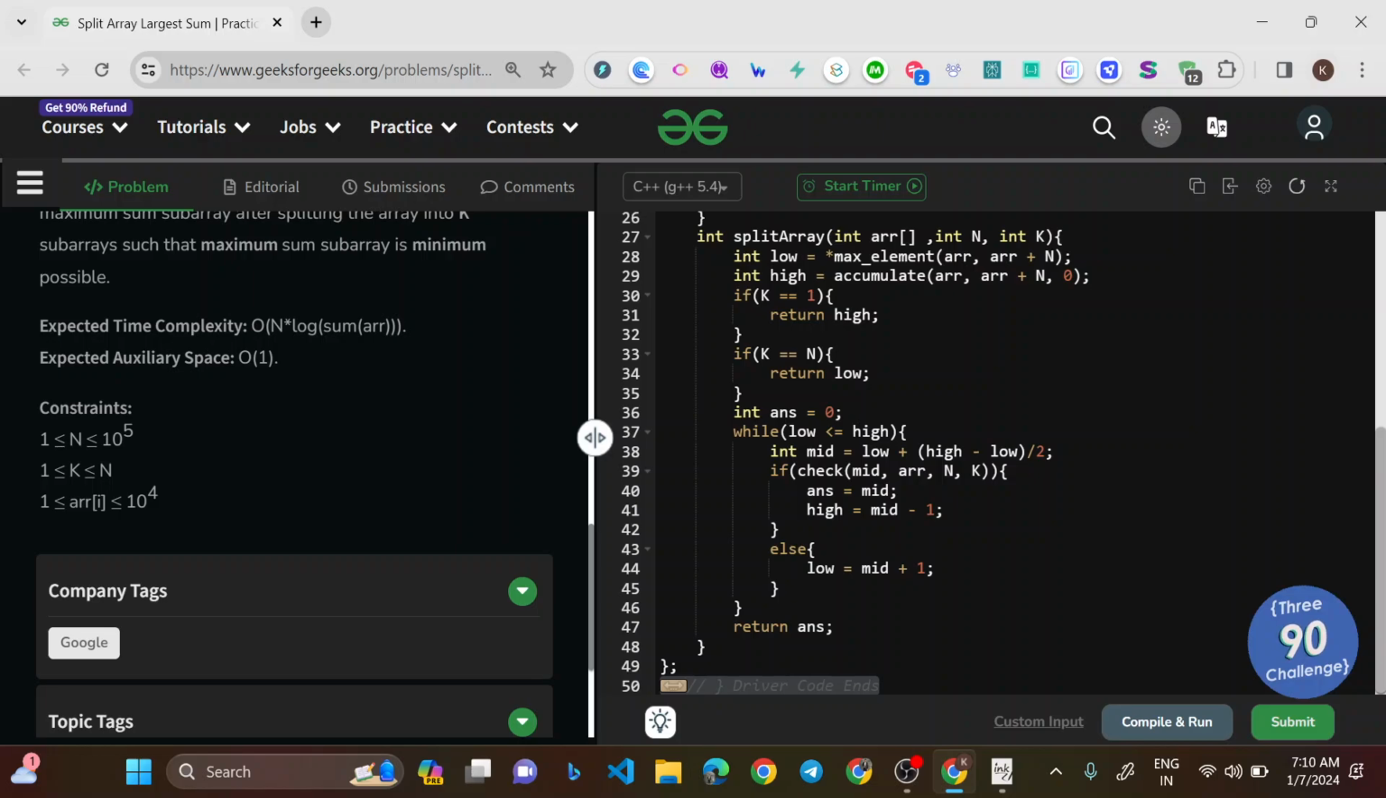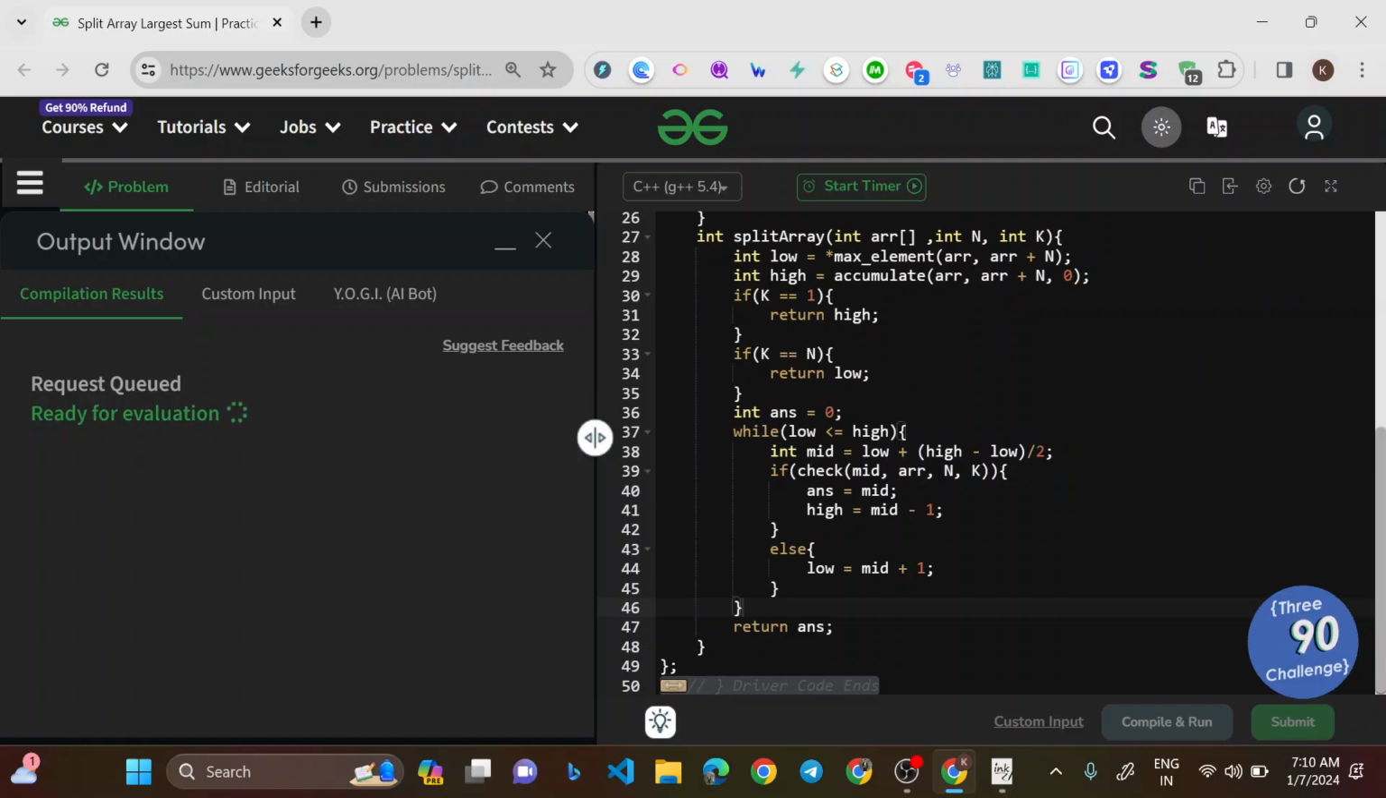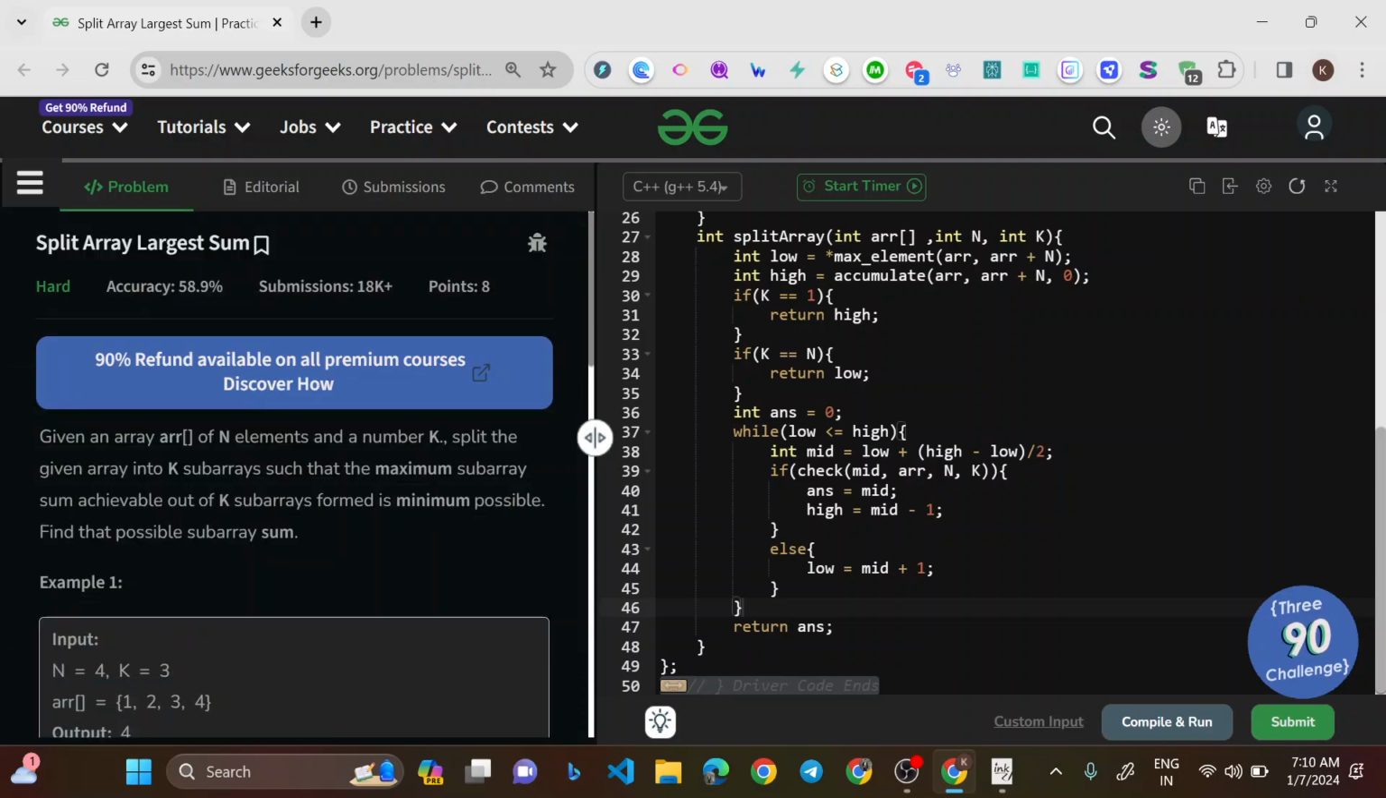That's it. So if this comes out to be true, your answer is made, and you'll try to reduce the target further, till it's not possible, and finally you'll return the answer. That's it. I'll even submit the code for your reference. Yeah, it got submitted. So I hope you people have understood.